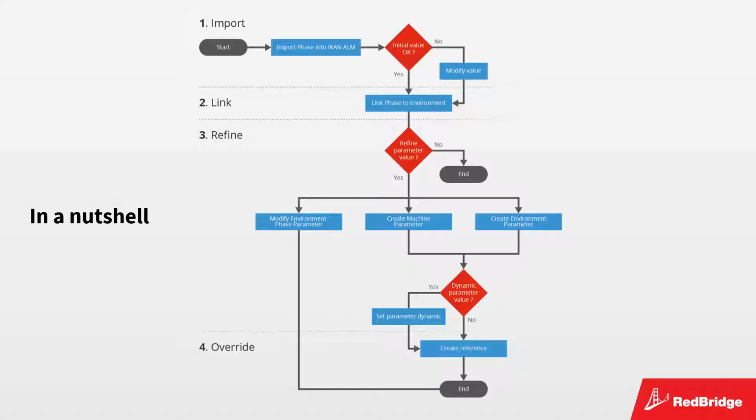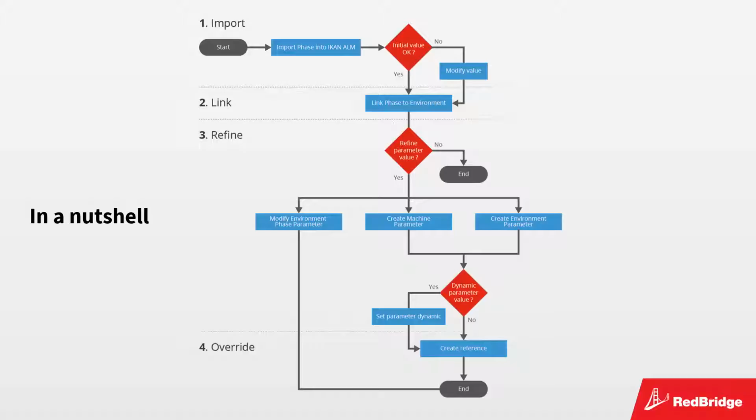The initial value will be set as the value of the environment phase parameter. This value will be used when you execute the phase. You can refine the parameter values on machine and environment level by creating respectively a machine or an environment parameter. If required, you can also make them dynamic.